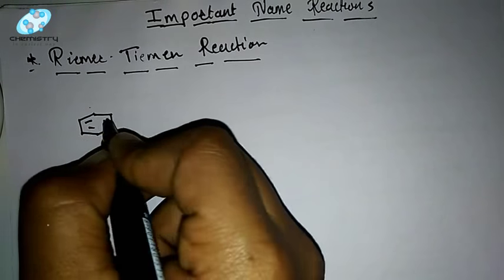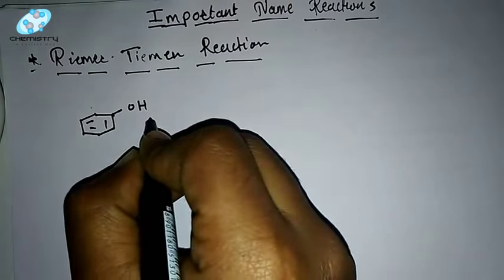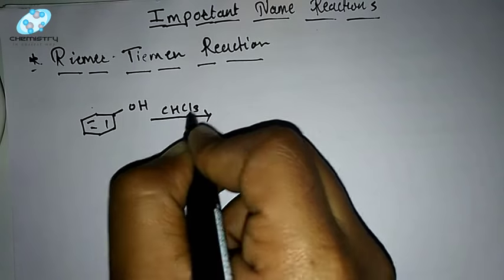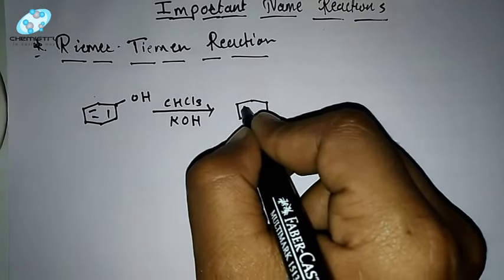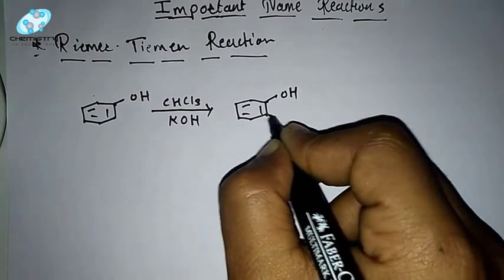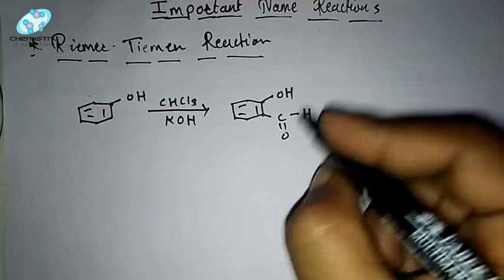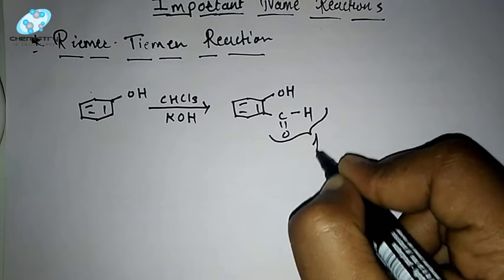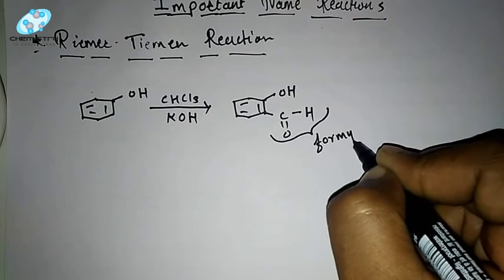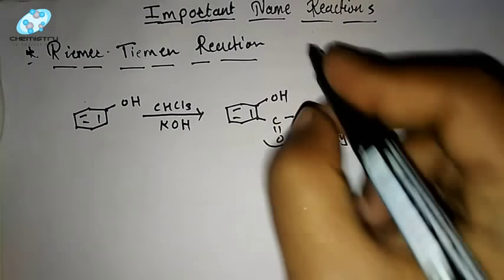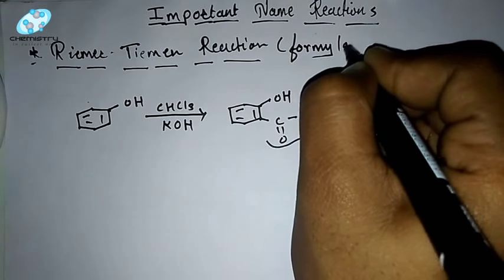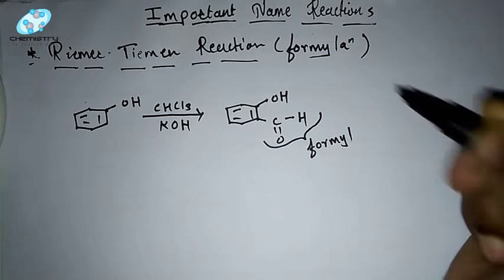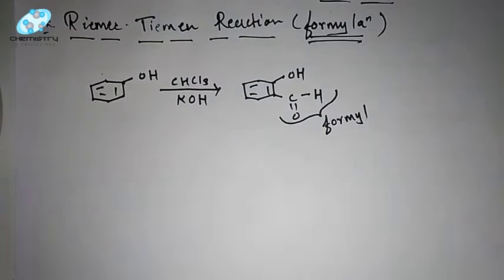So, here we have phenol, which will react with CHCl3, that is chloroform, and KOH to give salicylaldehyde, that is ortho-hydroxybenzaldehyde. Here, this group, which we call a formyl group, is getting attached to an aromatic ring. Hence, the reaction is also known as formylation reaction. Here is our reaction. Now, let's see the mechanism of the reaction.